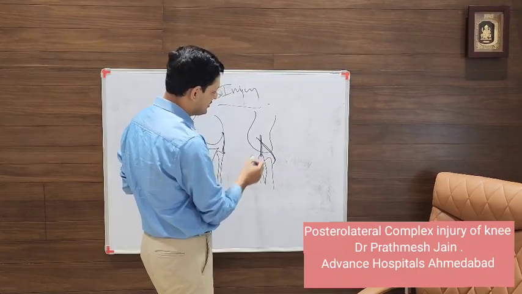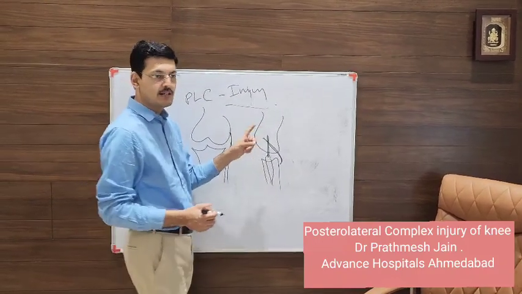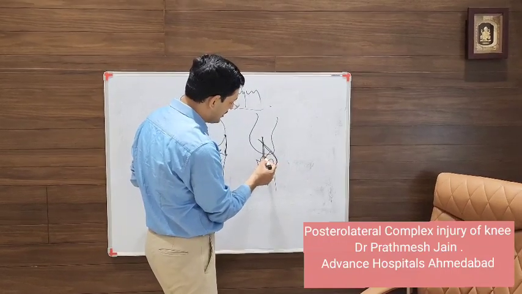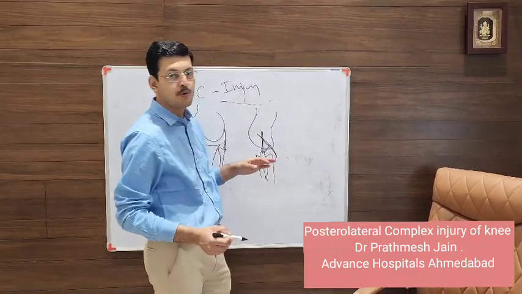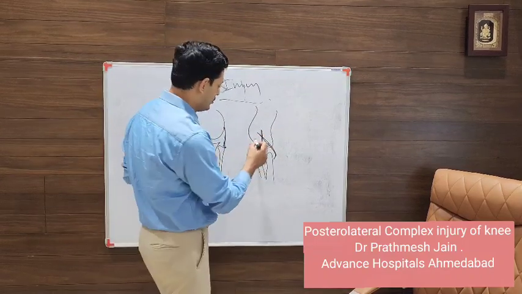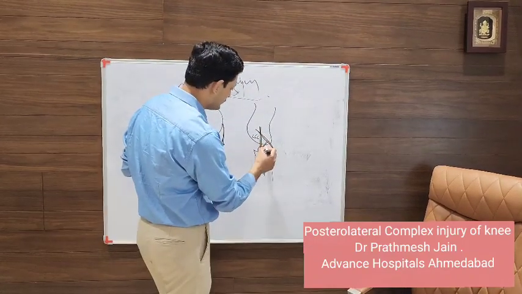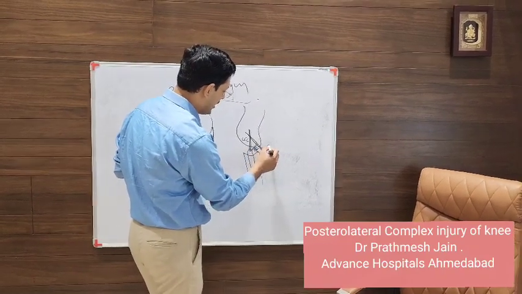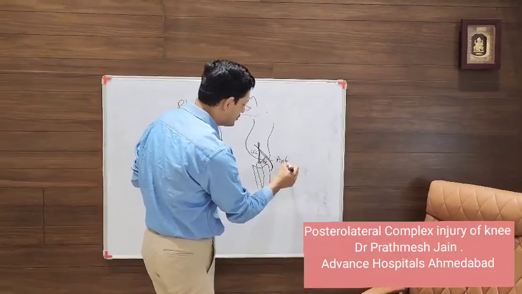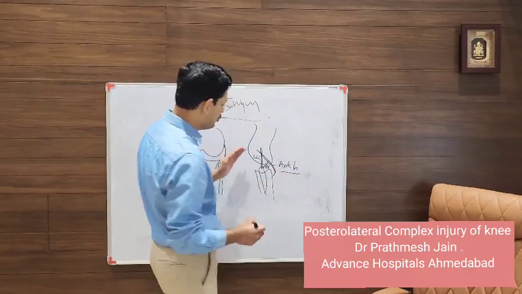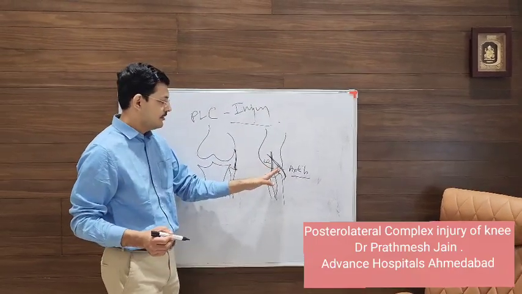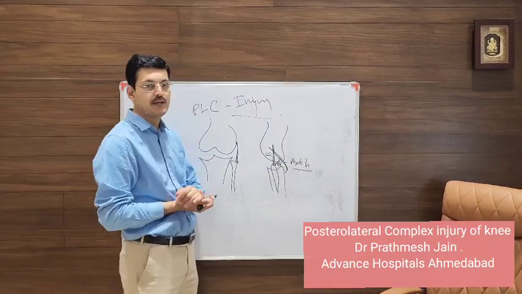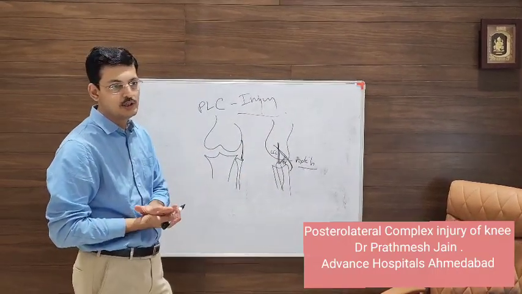So it goes like this, and at the tendon and muscle junction, there is a ligament which goes here, and this ligament is called the popliteofibular ligament, PFL. So LCL, PFL, and popliteus. So there are three most common structures: LCL, popliteofibular ligament, and popliteus. These are the three most common structures which together make the posterolateral complex.